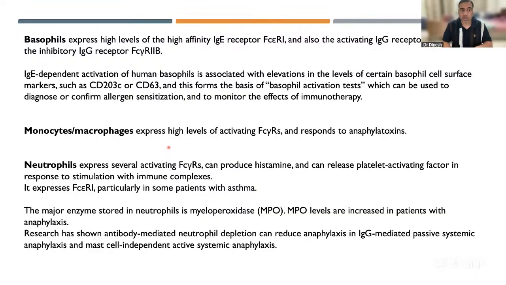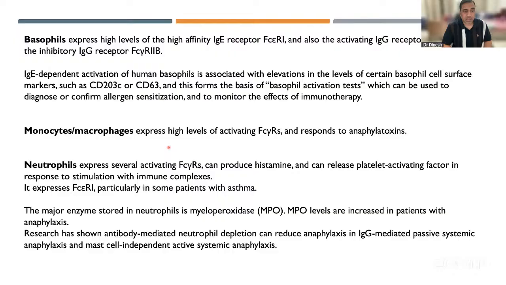The other cells like monocytes and macrophages again express high levels of activating Fc gamma receptors, and they respond to anaphylatoxins. They will also release endothelin 1, which we'll see later. Neutrophils, again, are very important cells in anaphylaxis, but mainly in the IgG type. They express several activating Fc gamma receptors, can produce histamine, and can release platelet activating factor in response to stimulation of the immune complexes. Particularly in some patients with asthma, they express the Fc epsilon receptors and have the same effect as IgE.